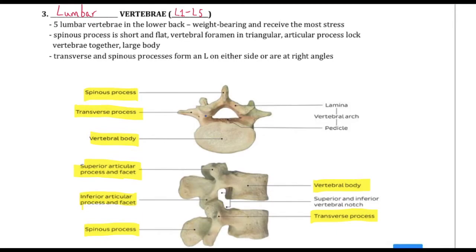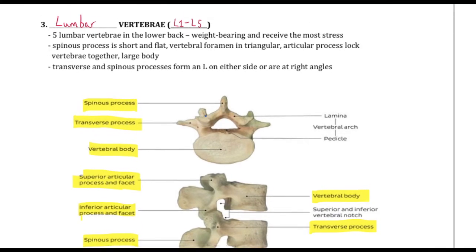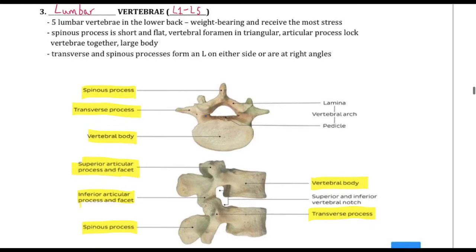So when you look at spinal fusions or anything like that, they're going to be happening in the lumbar vertebrae here. Now the spinous processes are going to be short and flat. Our vertebral foramen is a triangle. And the articular processes lock the vertebrae together. These are large bodies. Now our transverse and spinous processes form an L on either side at a right angle.